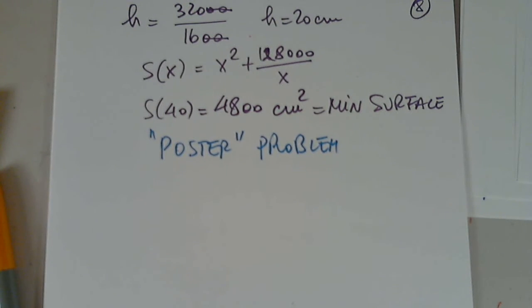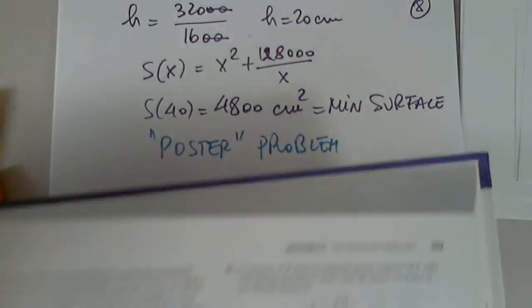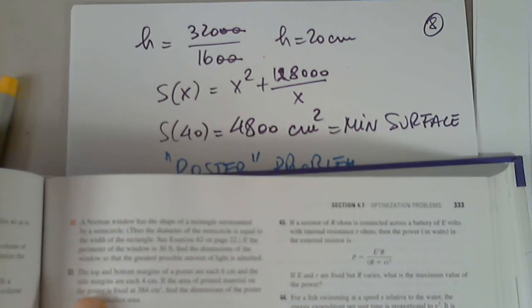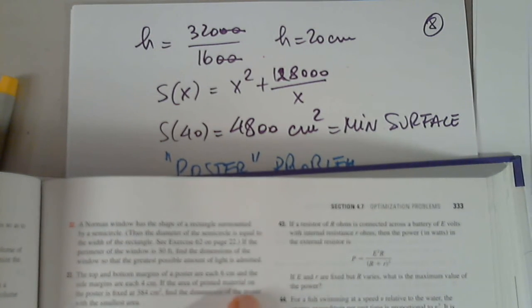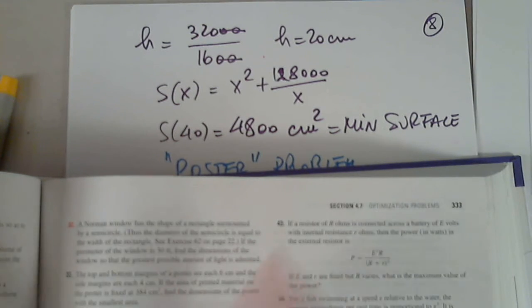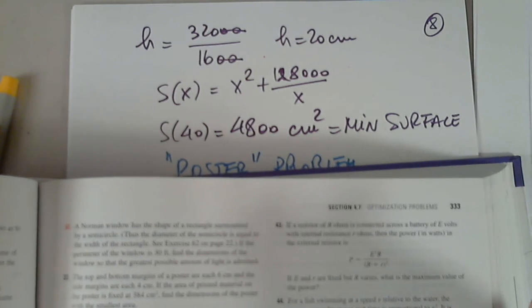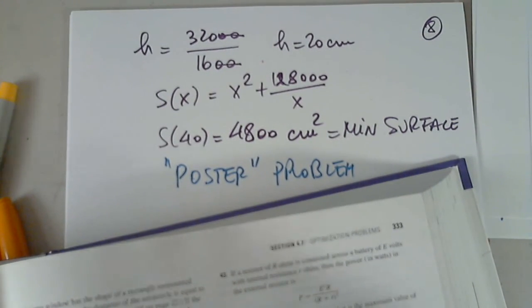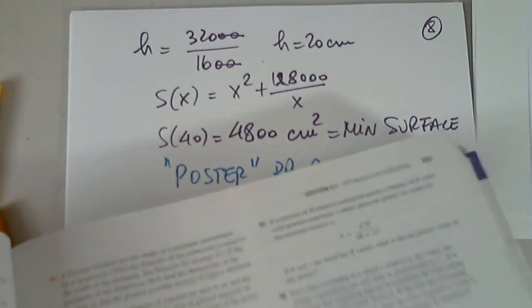There are two problems here that I see. The top and bottom margins of a poster such and such, and the poster is to have an area of such and such. It doesn't matter to me which one we look at. If you'd like to choose, I can wait for you to choose, but I don't want to waste too much time in choosing. Whichever. Okay, let's do 34 then.